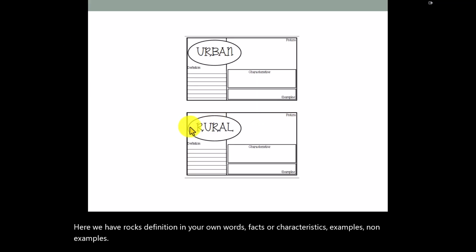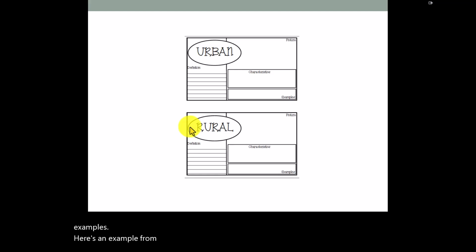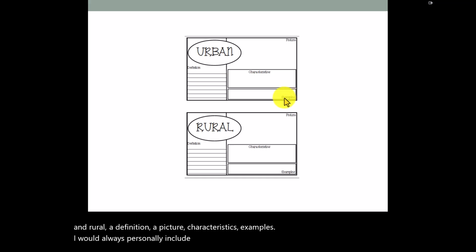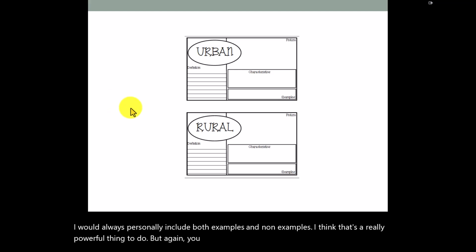Here's an example from social studies, doing sort of a compare and contrast type. So urban and rural, a definition, a picture, characteristics, examples. I would always personally include both examples and non-examples. I think that's a really powerful thing to do. But again, you can make it your own. It's okay.